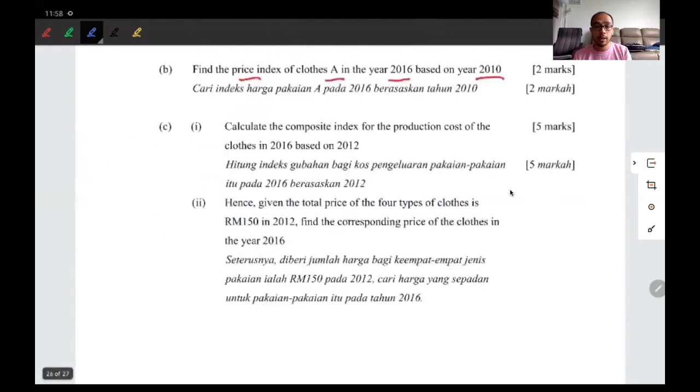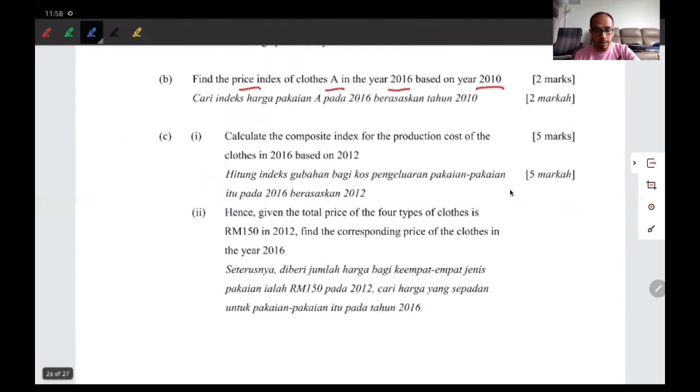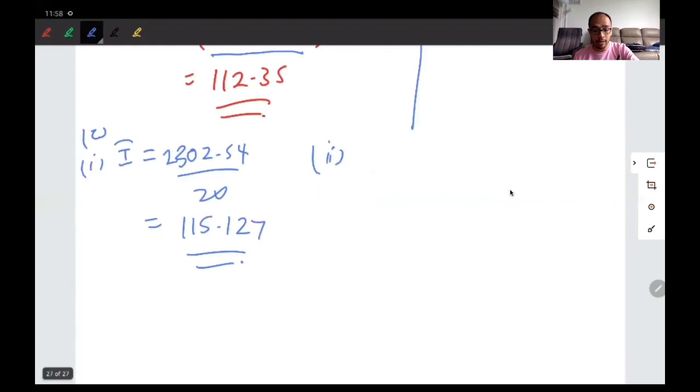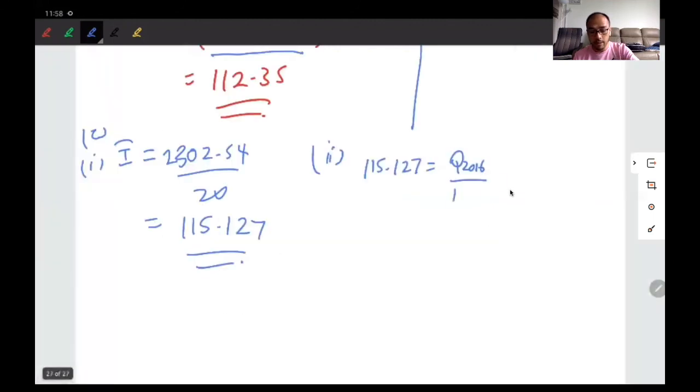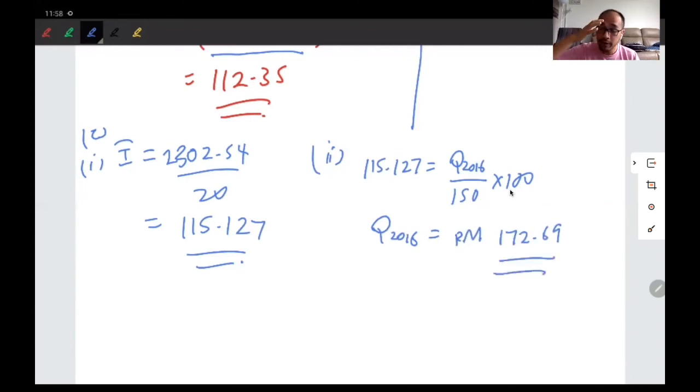Secondly, this is standard already lah. Given the total price of the 4 items is 150 in 2012, find the corresponding price in 2016. So you use the original formula again. 115.127 over 100 is the price in 2016 over the price in 2012, which is 150. So the price in 2016, okay, is Ringgit Malaysia 172.69. Just be very careful with this.